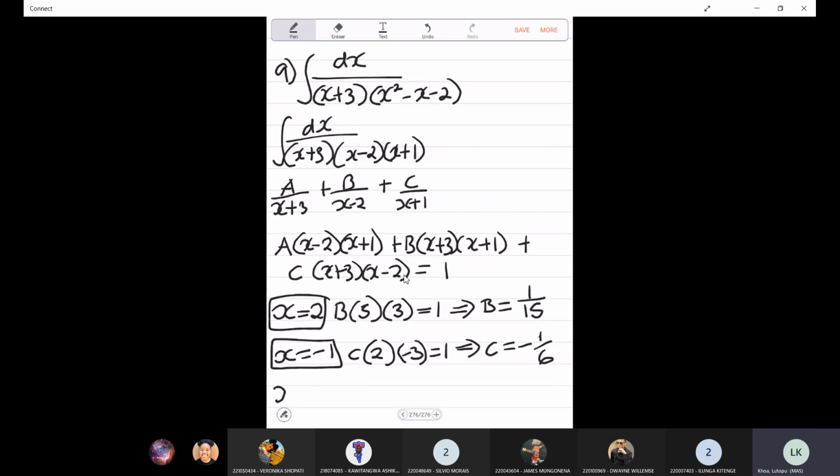Then lastly, we can have x is equal to minus 3. So if x is equal to minus 3, then this is 0 and that is 0. And we have a times minus 5 times minus 2 is equal to 1, which means that a is equal to 1 over 10.